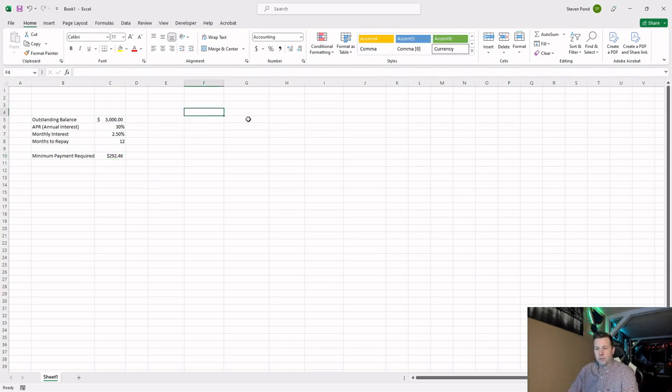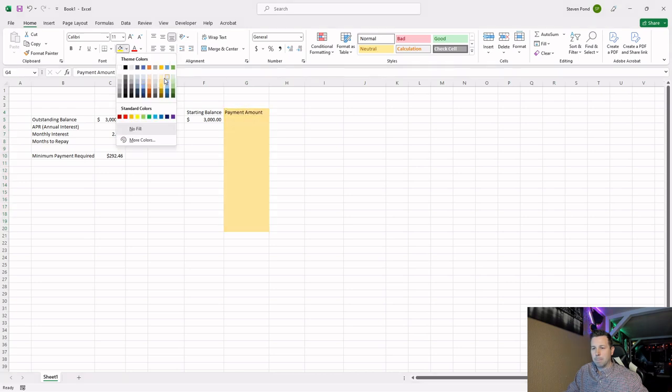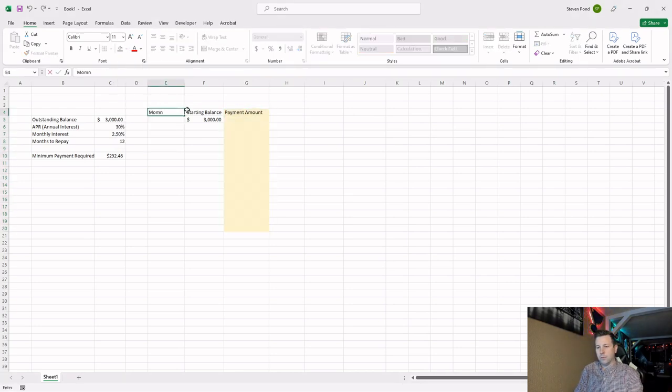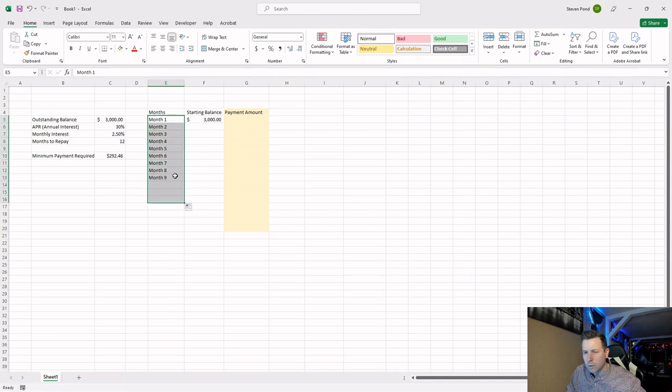Now we can build a manual schedule using this. We need the starting balance. In this case, it's going to be $3,000 to start out with. It is going to change. We're going to build a formula to subtract our principal off of this and recalculate every time. Now our payment amount, this is where we're going to put in our payments and stagger them. I'm going to go over here and put months: month 1, month 2, and we'll copy this down. For payment amount, let's put in $292.46 for now. We are going to change this as we go along.